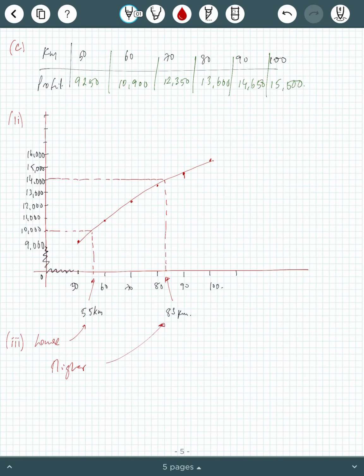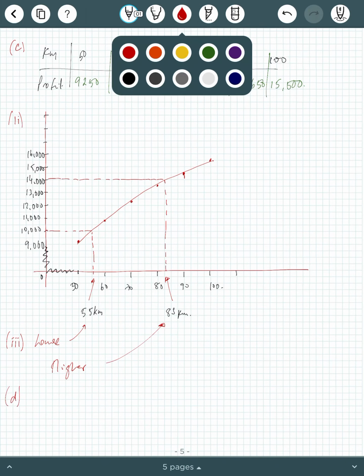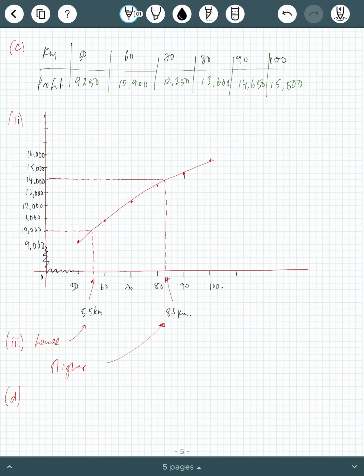All right, and finally, then on to D. It says use calculus. So this is your differentiation, lads, to find the number of kilometres of cable sold when the profit is increasing at a rate of €105 per kilometre.